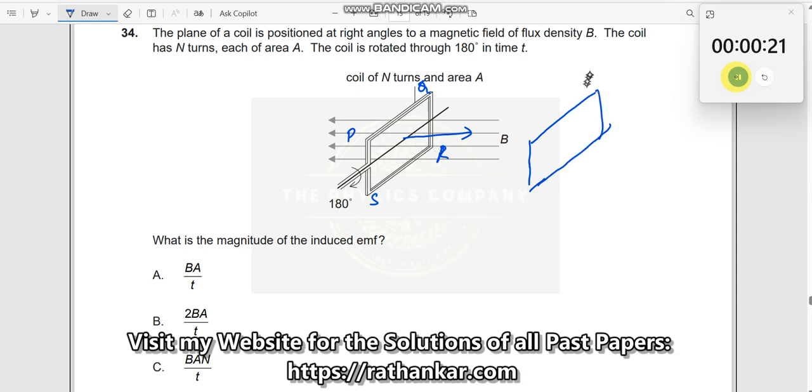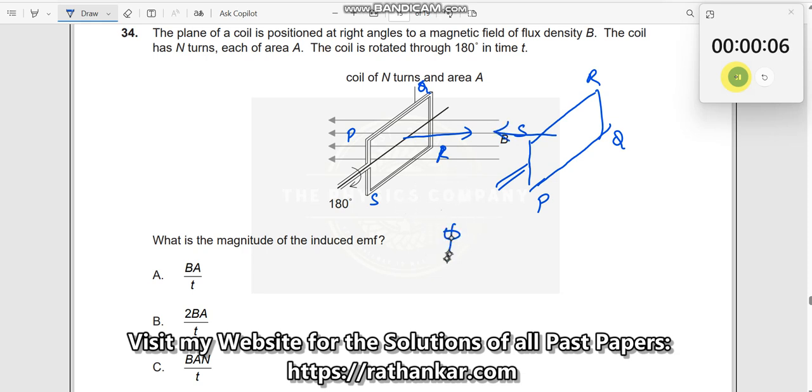R and S will come to the top. P and Q will come to the bottom, right? So you flip it like this. So Q and P will come here, and the area vector, which means the line that I have drawn here, would be flipped like this over here, right?